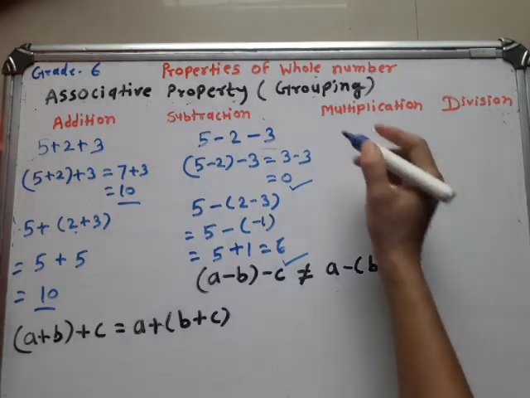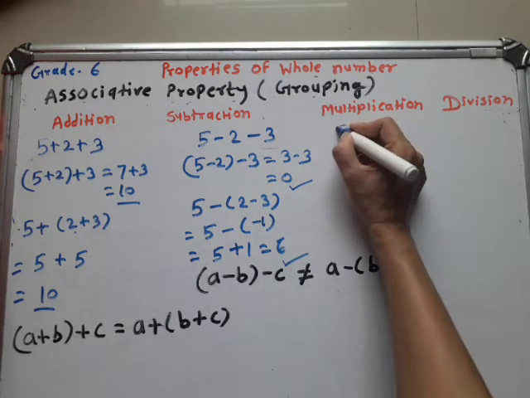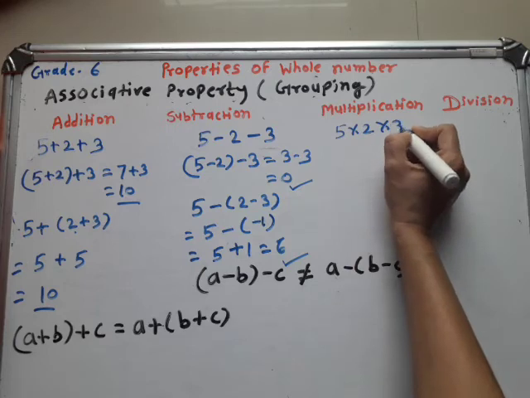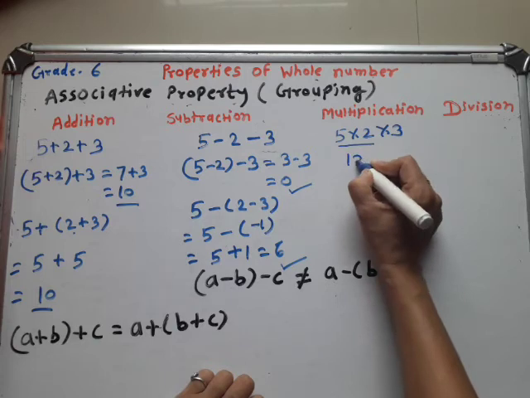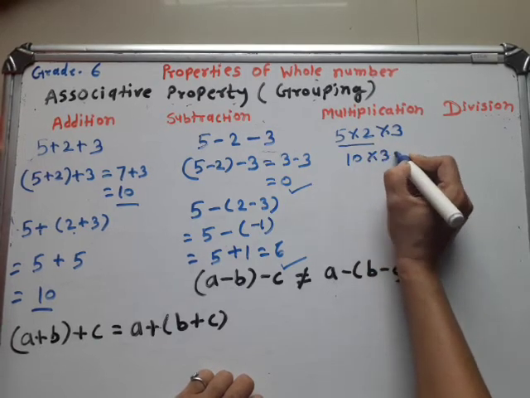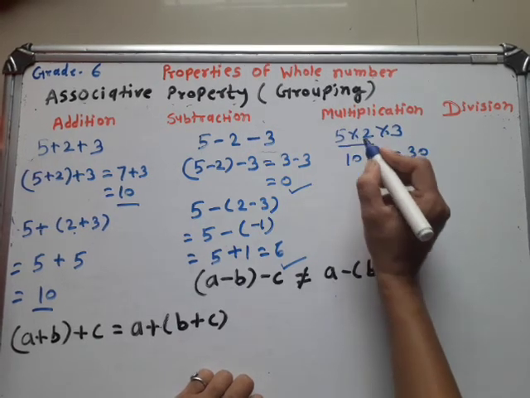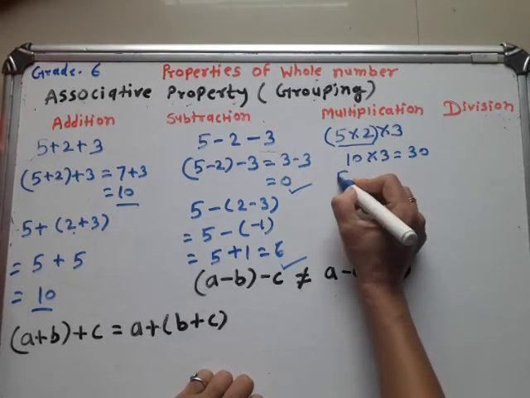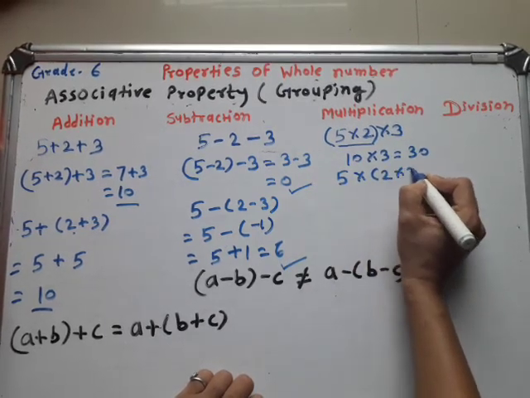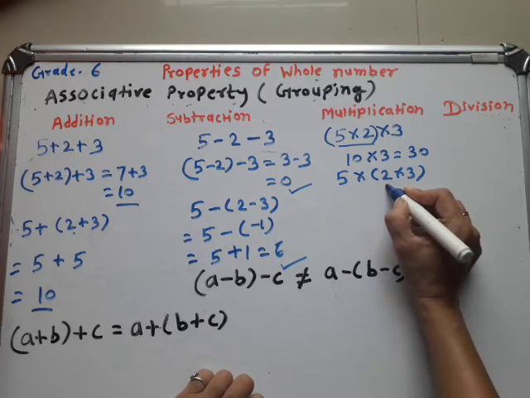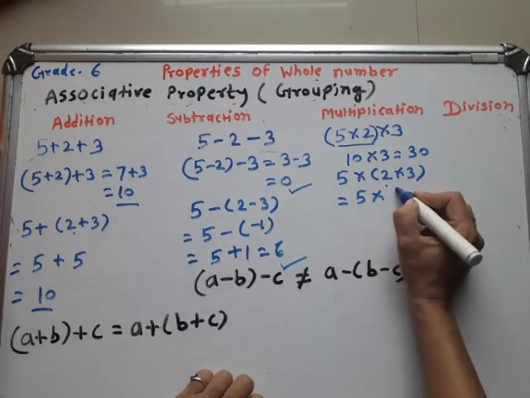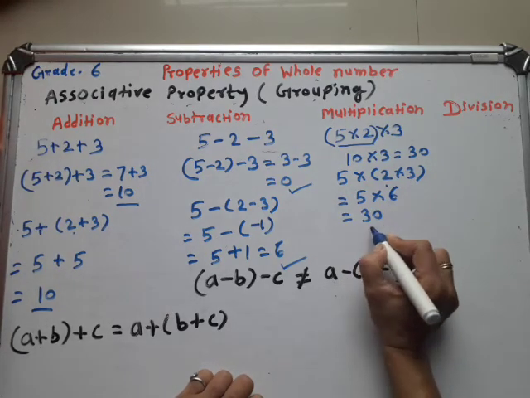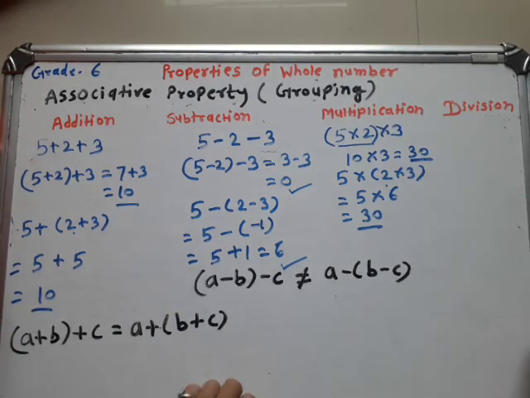Then multiplication. Again we check with numbers: 5 multiply by 2 multiply by 3. Again we take the same numbers. 5 multiply by 2, we first multiply these two numbers. 5 twos are 10, 10 multiply by 3 we get 30. Okay. Then this is the first group. Now we change the group. We now take these two numbers in one group. So what is your answer? 5 multiply by 6, 5 sixes are 30. See here we get the same answer, 30 and 30. So here again we get the same answer.